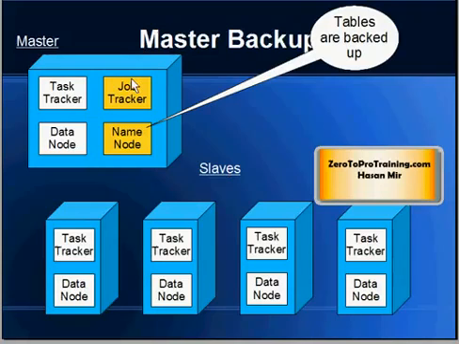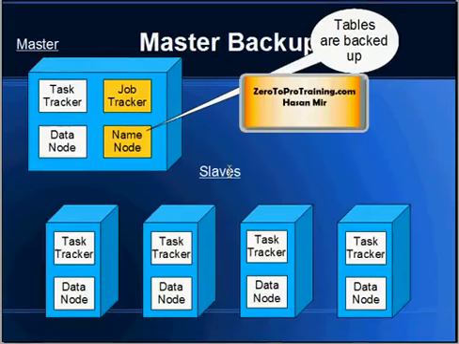Hadoop has taken care of that as well. The tables that are maintained by the name node that has all the index, on which computer the data is residing, all those tables are backed up and the backup copies are copied over to different computers. And the enterprise version of Hadoop also keeps 2 masters, one as a main master and one as a backup master in case the master dies. So that is not a single point of failure.